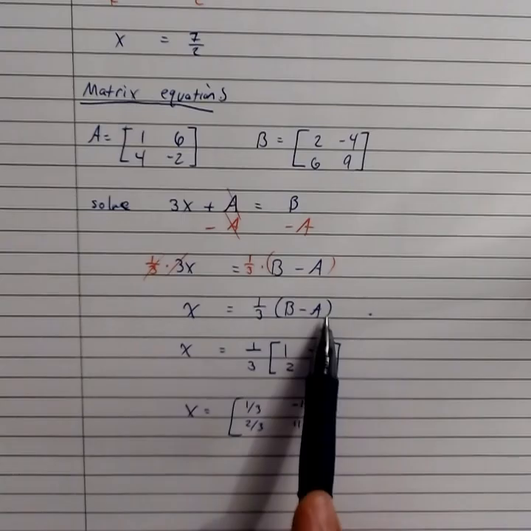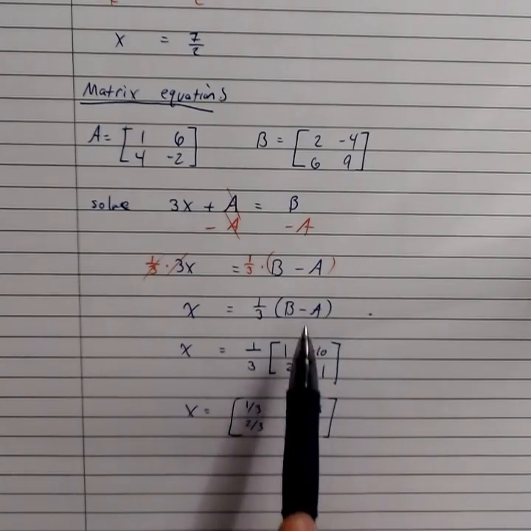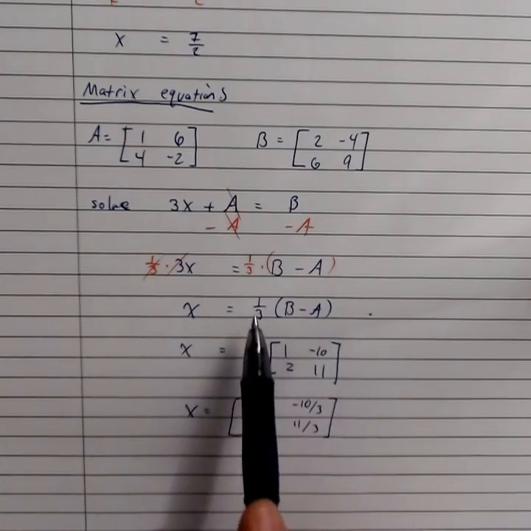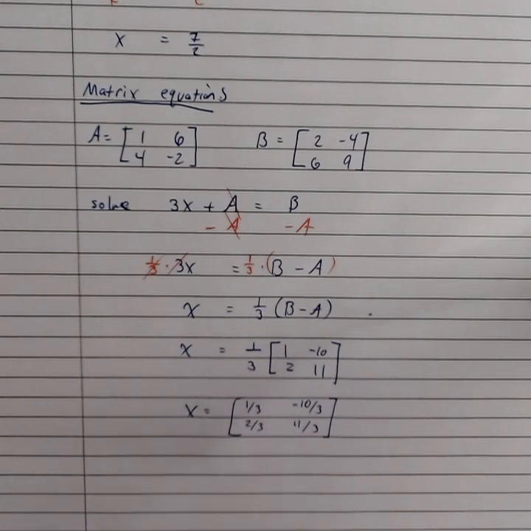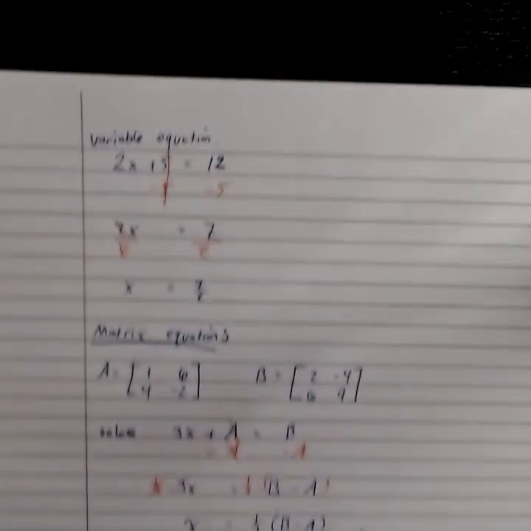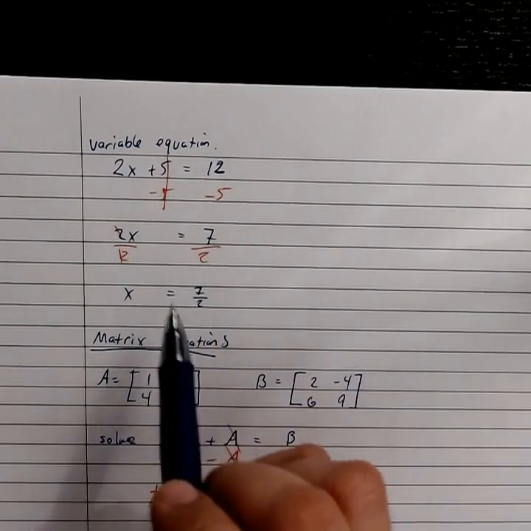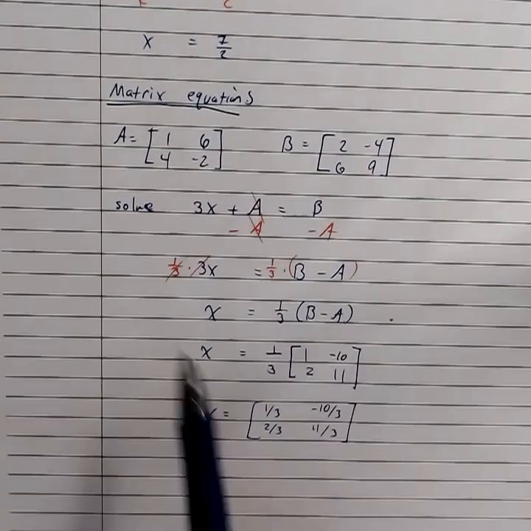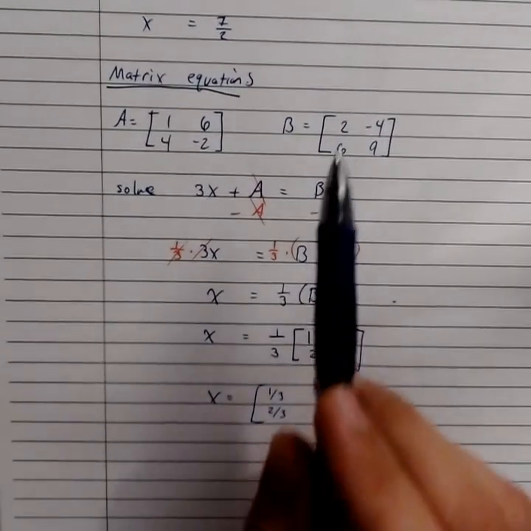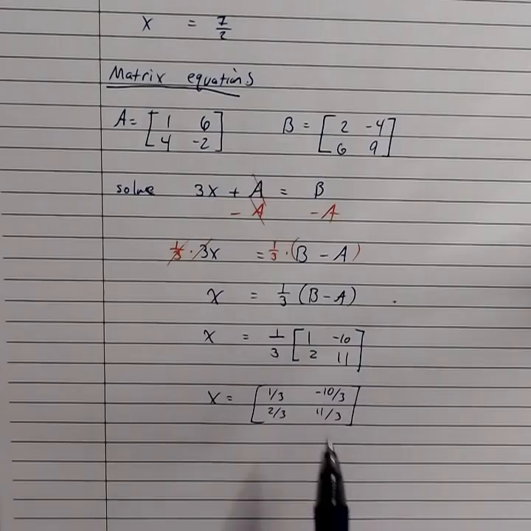B minus A, okay, that gives me this matrix, but then don't forget you're multiplying that by the scalar 1/3, which gives you your matrix. So notice the solution to a variable equation, these are all numbers and your solution is a number. The solution to a matrix equation, all of these are matrices, and in the end, your solution is a matrix.